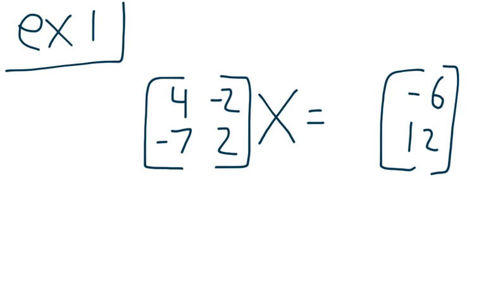So here I have an equation. With this matrix, the 4, -2, -7, 2 matrix, times X. Remember, X stands for a matrix in this case. I can't multiply this by some number to get that matrix. I'm multiplying this matrix by this matrix, whatever it is, and getting this -6, 12 matrix for my answer. So the question is, what is this capital X matrix going to be?